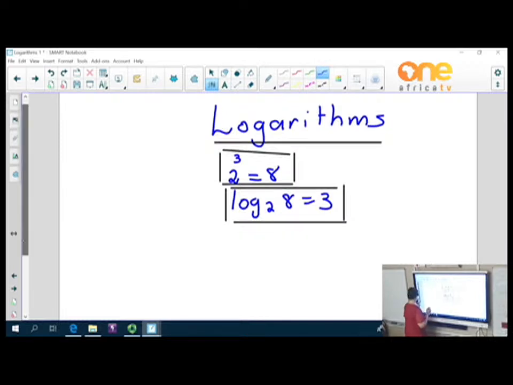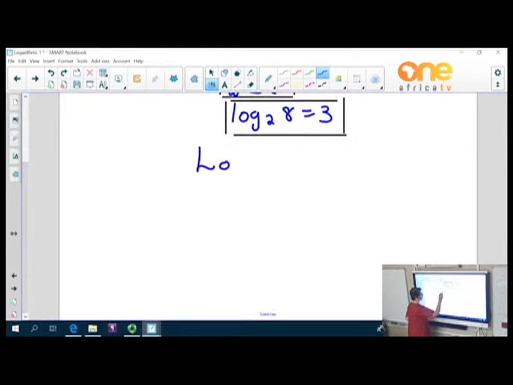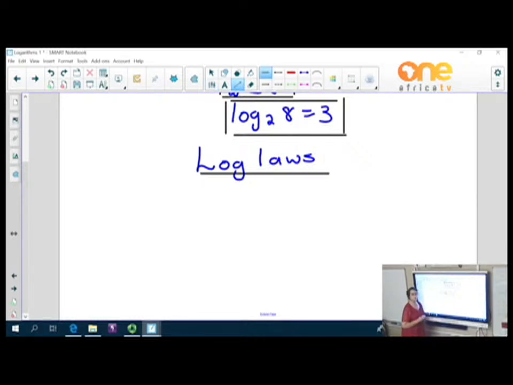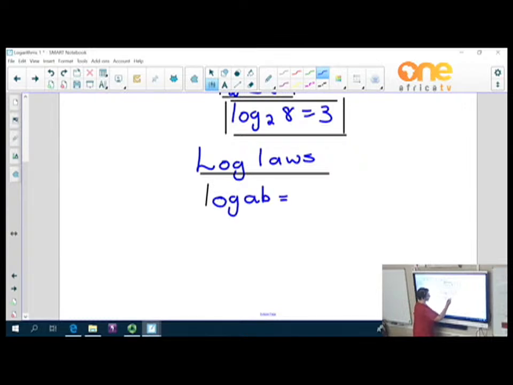Now today we're going to look at the log laws, because we have certain laws that we will apply when we have logs. The first three you've already learned last year, then we're coming up with new ones now. The first one says if you have log AB, then this is log A plus log B. This is to base 10. The base is 10, I'm not going to write it in if it is base 10.